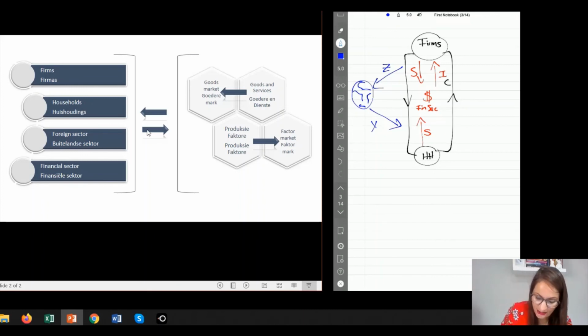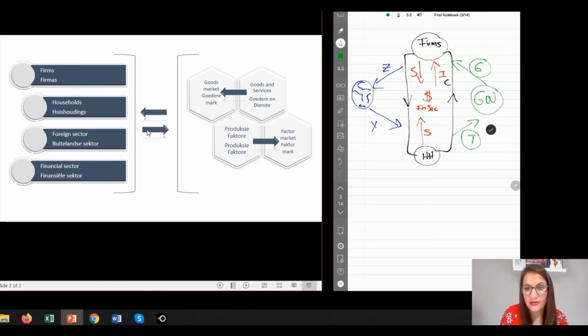And then lastly, we have the government. Government expenditure is an injection into the economy, and then taxation that we need to pay is a leakage. So besides summing up everything in this graph, you need to identify which factors are an injection into the economy and which are a leakage.